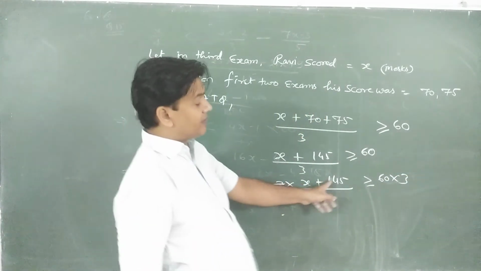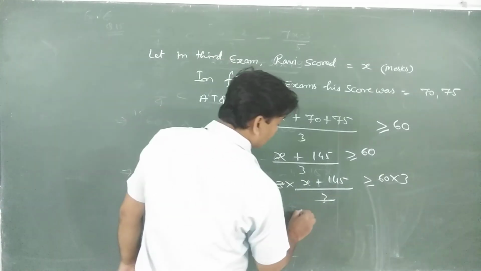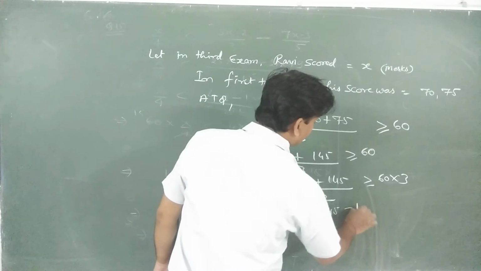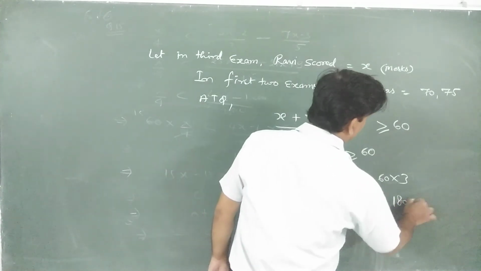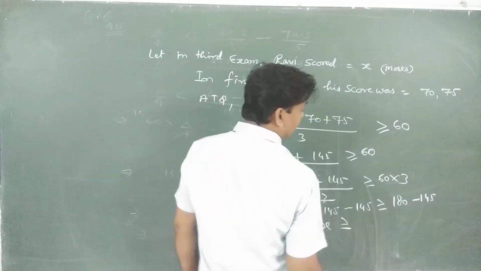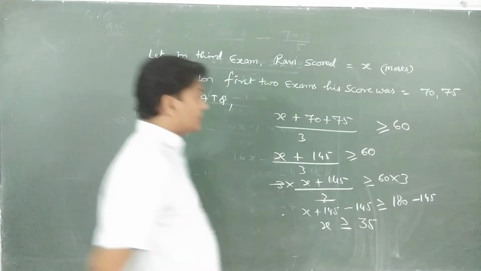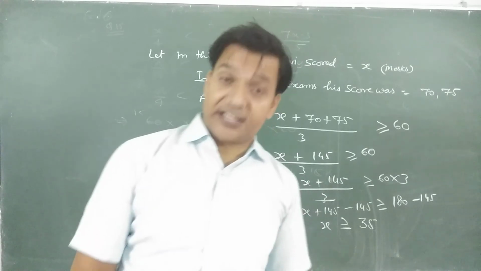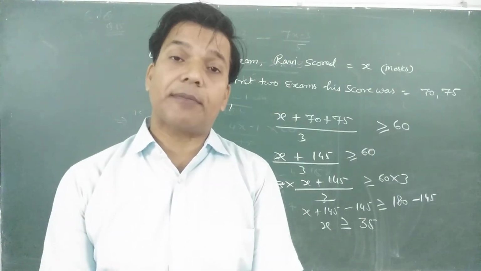Now shifting this 145 to the other side, for that we are subtracting this one. So x plus 145 minus 145 is greater than or equal to 180 minus 145. So here x is greater than or equal to 35. So Ravi should score at least 35 marks to get an aggregate of 60% minimum.